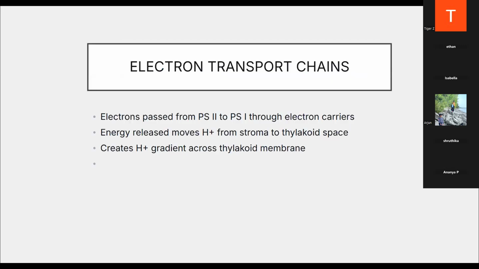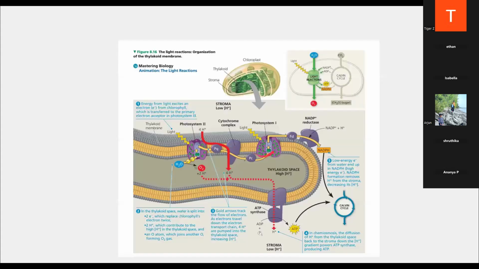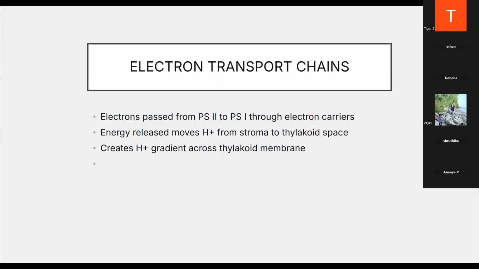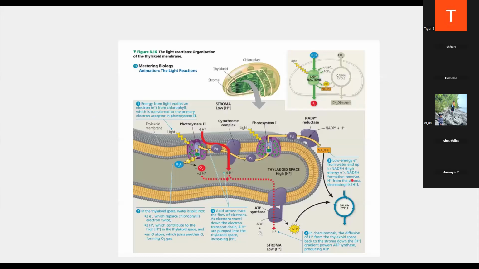So in the electron transfer chain, the electrons are passed from photosystem 2 to photosystem 1 through this little series here. And then this energy release moves H plus ions from the stroma to the thylakoid space, and this creates a hydrogen ion gradient across the thylakoid membrane, which helps power this ATP synthesis.